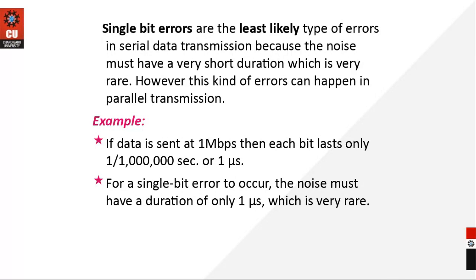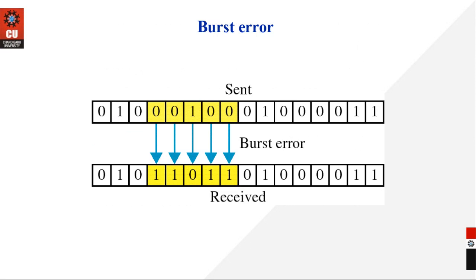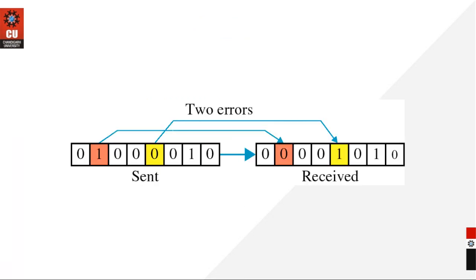Okay. So if the data is sent at 1 Mbps speed, then you can see how much time that bit will last on the channel, right? So that's why they are the least likely kind of errors. Burst error is already clear to you. This is the data. It gets impacted this way, that multiple bits are impacted. So that's why it is called a burst error.